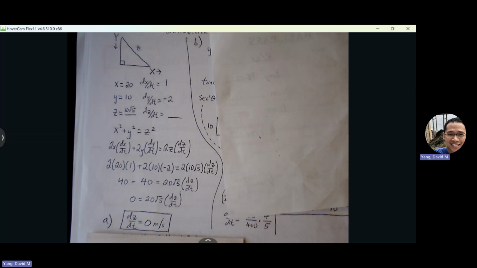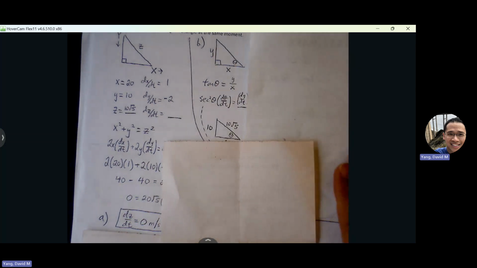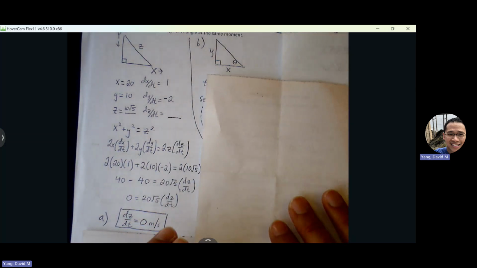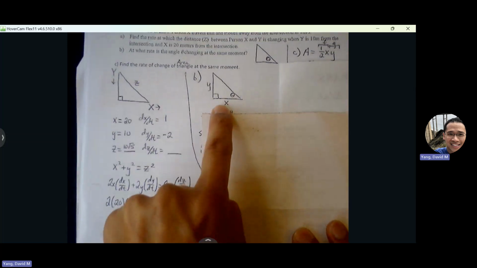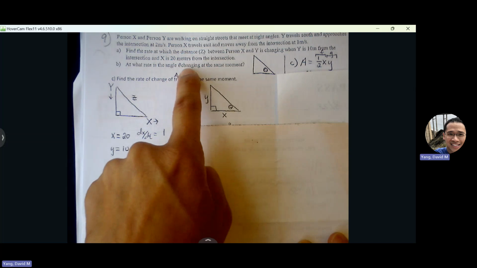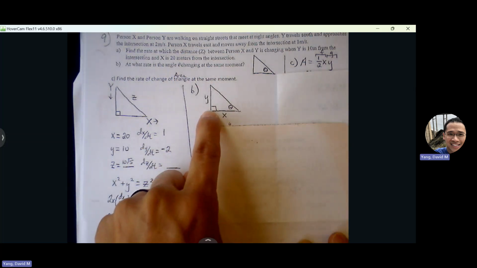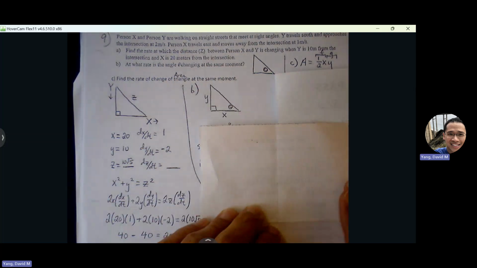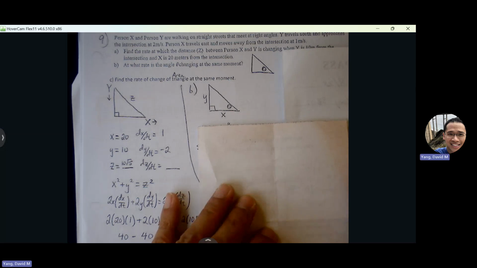Okay, part B, it's asking for the rate of change of theta. Now, I won't draw this diagram for you, because it's kind of hard to know where theta is. It doesn't specify in the word problem where that angle is, but it's never at a right angle. So it's either one of these two. If I'm going to ask you a question about rate of change of theta, the diagram will be drawn for you, or it'll be very specifically described in the problem, so you know exactly where to put that theta.